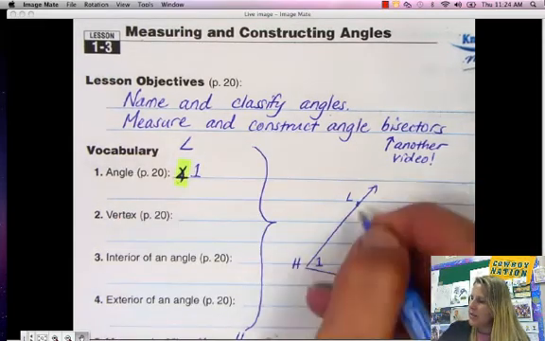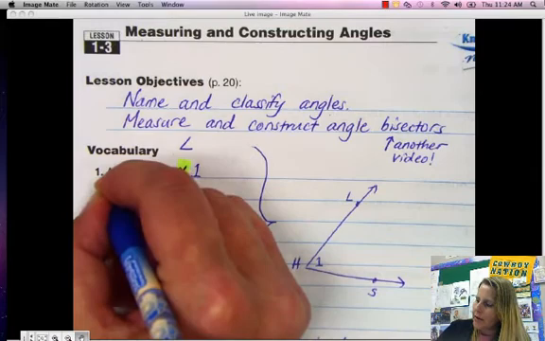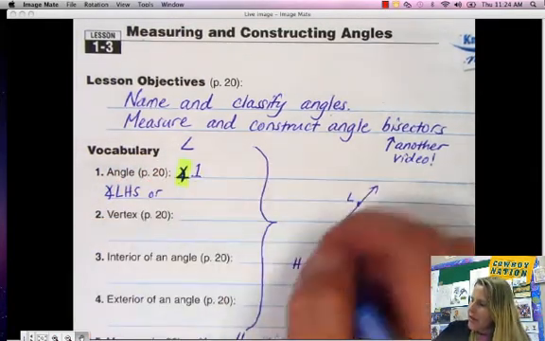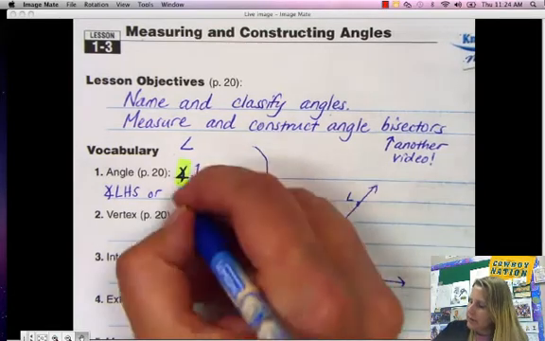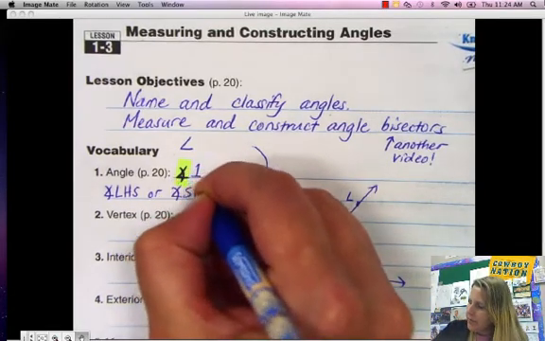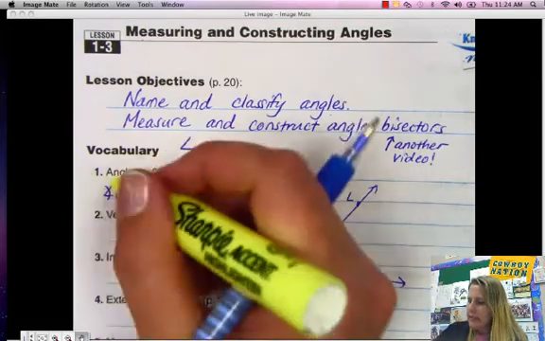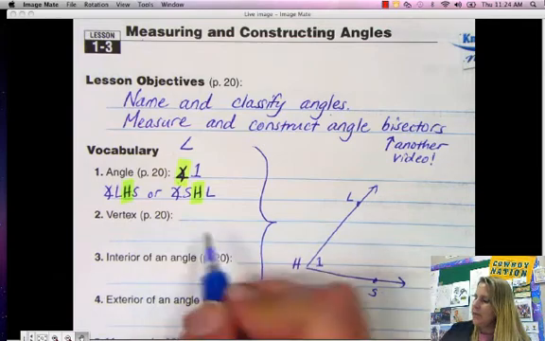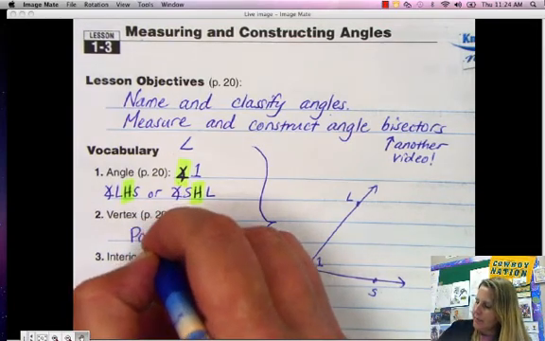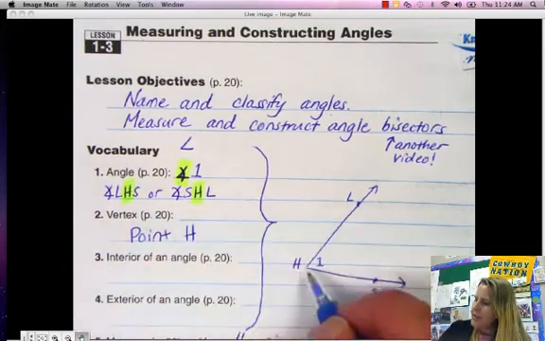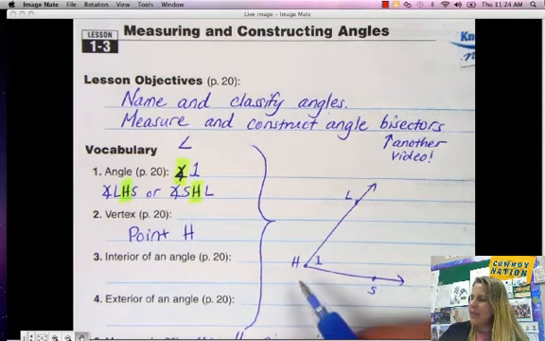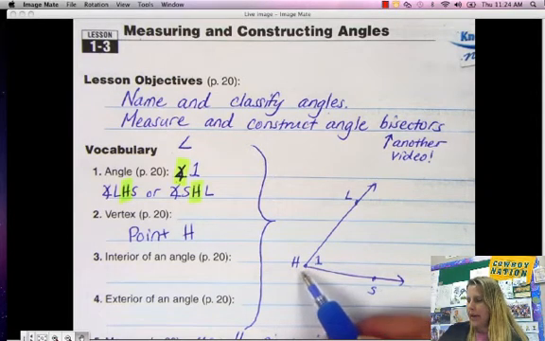We can also call this angle LHS. That's much more common. Angle LHS or angle SHL. You'll notice in both cases the H is in the middle. The H has to be in the middle because it's the vertex. H is my vertex. It's where the two rays cross each other. Okay? Now, you can name this also angle H.